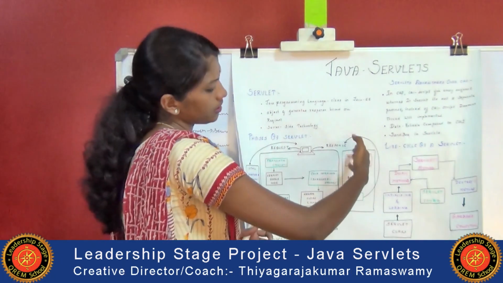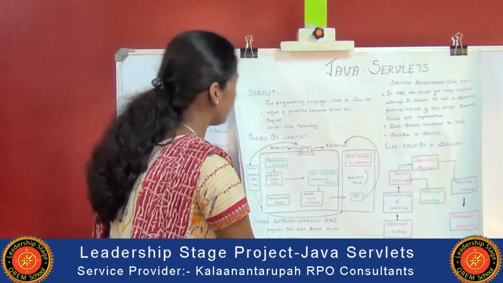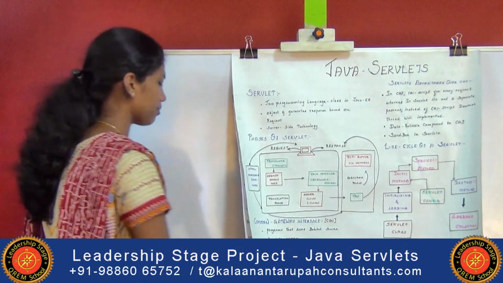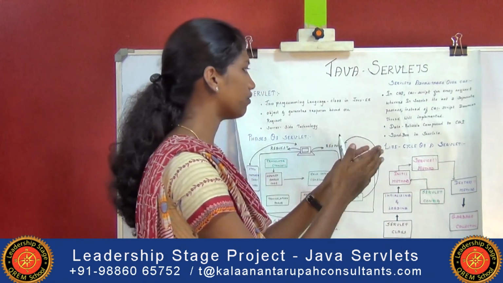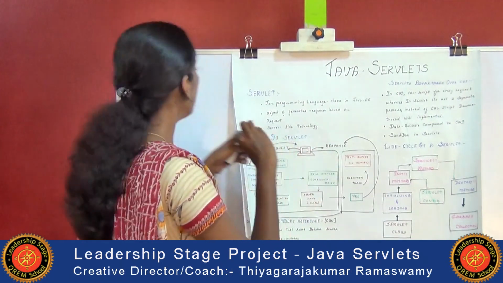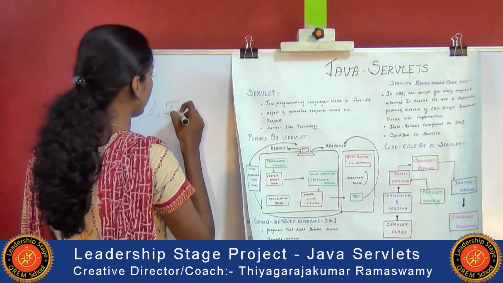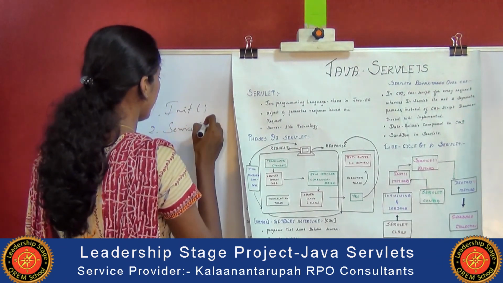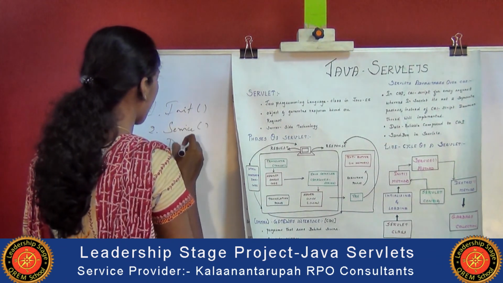The next is about the life cycle of a servlet. The life cycle of servlet is nothing but an explanation of the communication between the client and server. We have three different methods in the life cycle of servlets. The first one is the init method, the second one is service, and the third one is destroy.